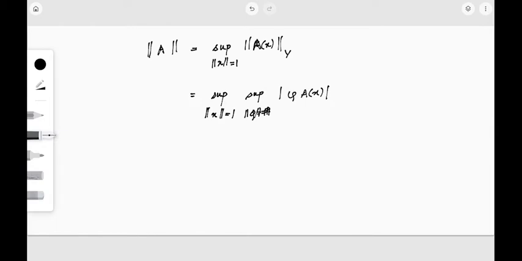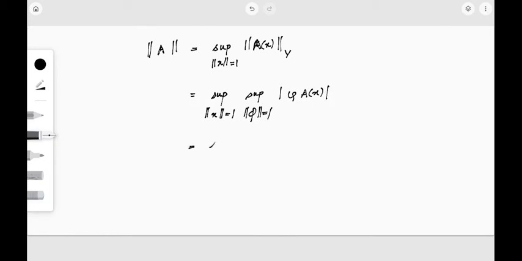I hope this concept is clear. So we'll apply the definition again on norm of A of x in Y, that is nothing but the supremum over norm phi equal to 1 of mod phi of A of x. Okay, now what we will do, we will replace the value of phi of A of x.